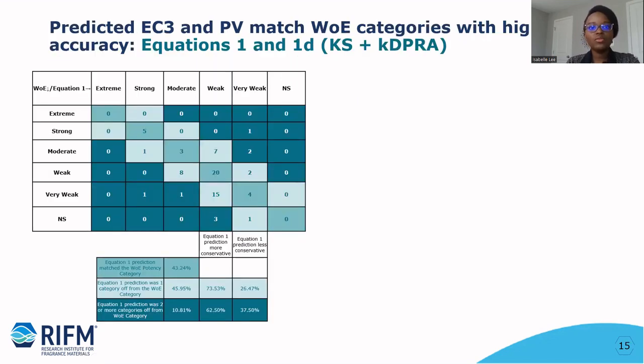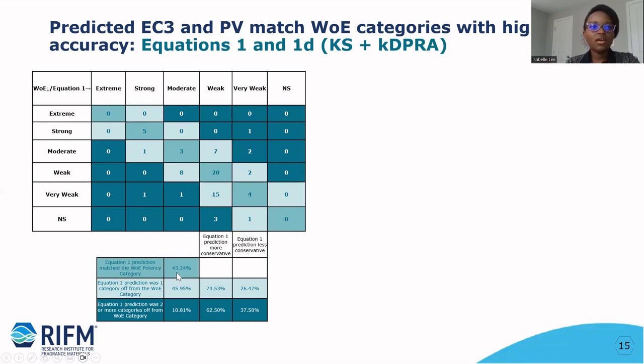And then to jump into the data a little more, I'm going to present equation 1 and 1D. And these are the equations for EC3 prediction and human potency prediction that combine the KeratinoSens assay and the kinetic DPRA assay. And going down is the reference data set, and going across is the predictions from the equation. And in the middle here is where you had exact matching of the predictions of weight of evidence categories, and then off to the side are categories that were off by 1, and so on and so forth.